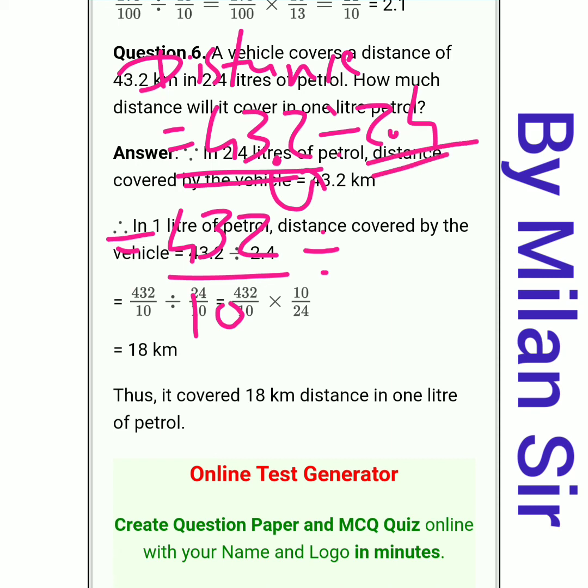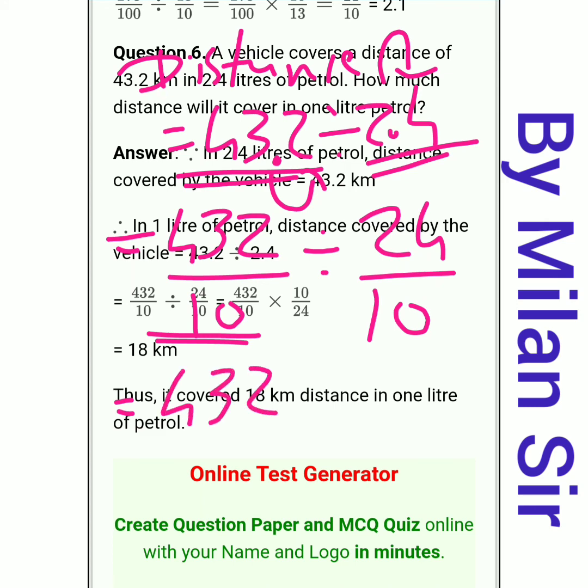Here we have 2.4. Again we need to convert this 2.4 into a fraction. So ignore the decimal point, so it is 24. After the decimal point we have only one digit, so in the denominator after 1 we put one 0, that means 24 divided by 10. So both numbers we need to convert into fractions. Now we can convert this division into multiplication. So our first number remains as it is, 432 divided by 10.